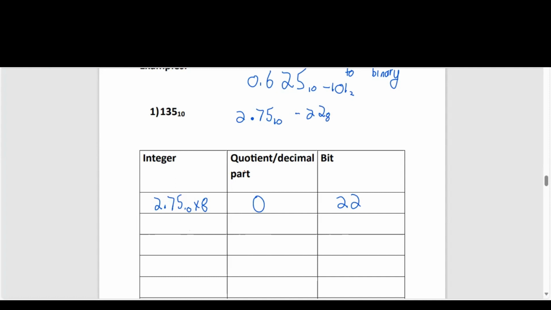It's the same steps. You realize that some are easier than others, but it's the same steps. I get a quotient of 0, so I stop. So that's the answer. 22 base 8. Done. Let me try one that will actually work out.